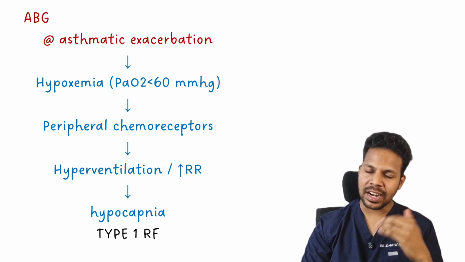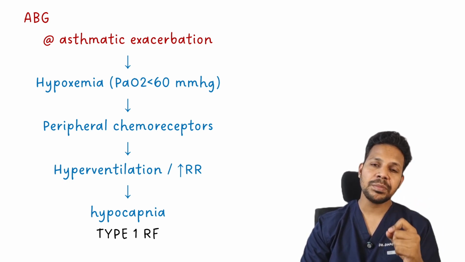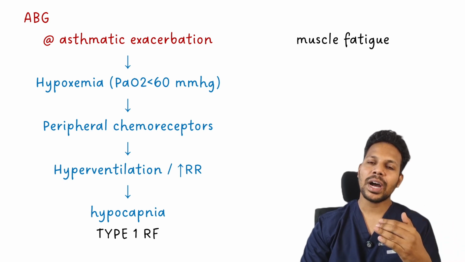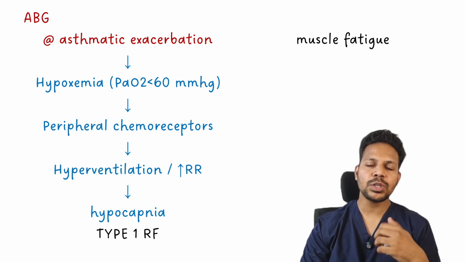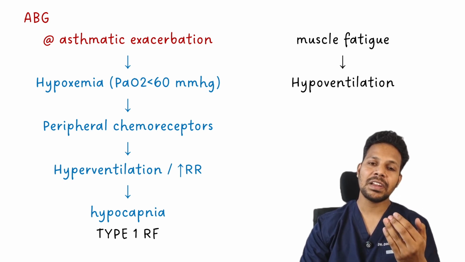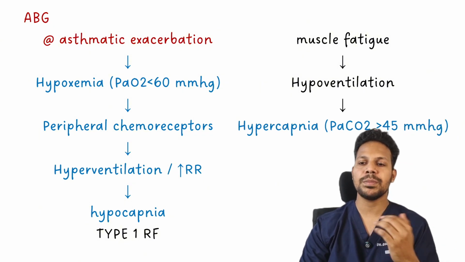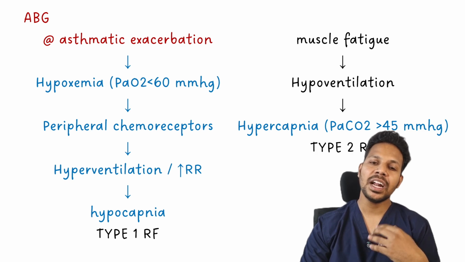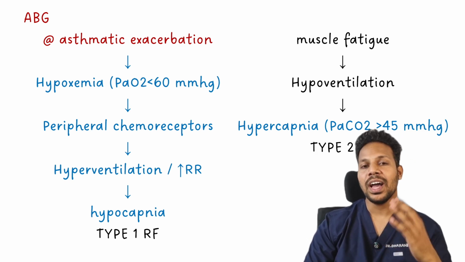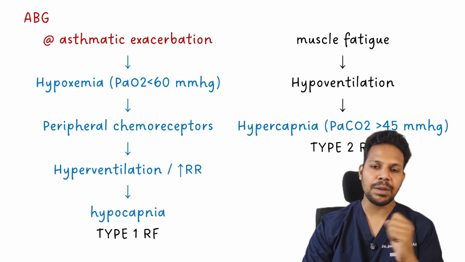But with gradual progression of this disease, if the patient is not treated immediately, the patient may land in muscle fatigue. With muscle fatigue, the patient will not even be able to hyperventilate, and PaCO2 keeps on accumulating inside the patient. So the patient will eventually develop hypercapnia with a PaCO2 of more than 45 millimeters of mercury, and the patient will land up in type 2 respiratory failure. So at any level, the patient can be there. So this is identified with the help of an ABG.